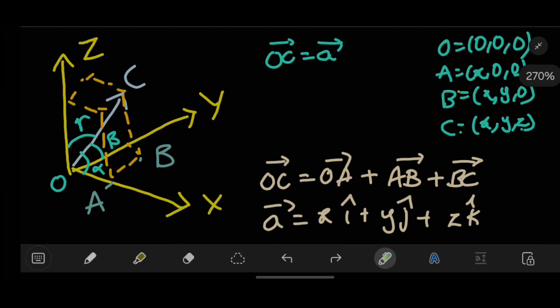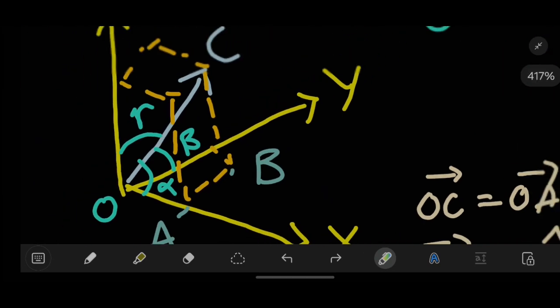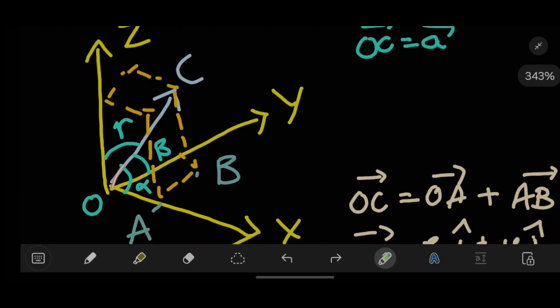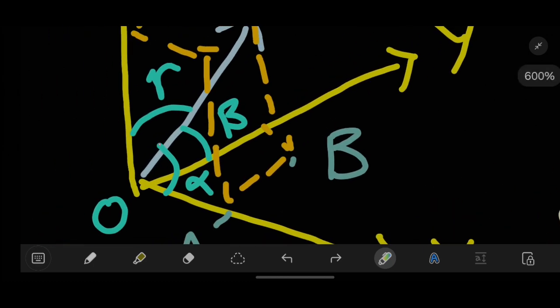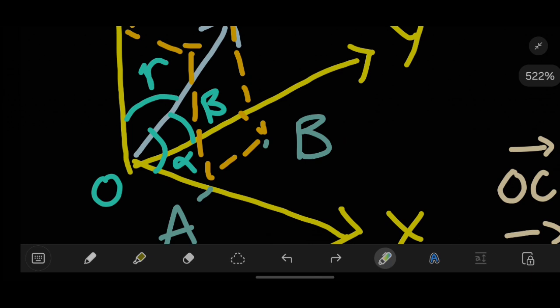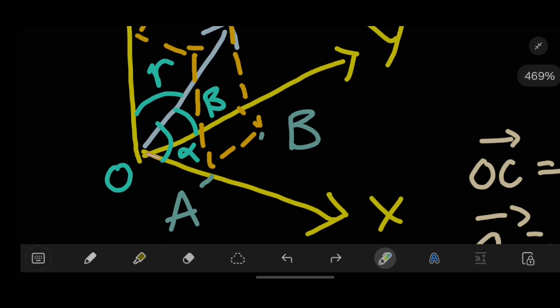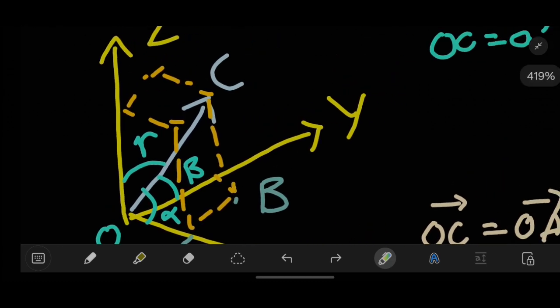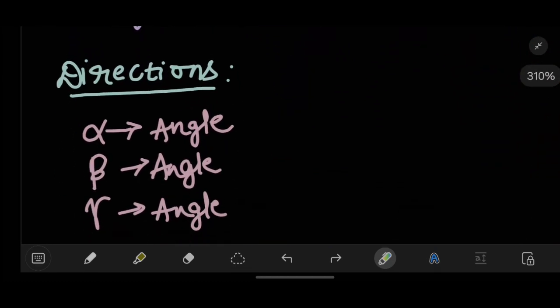See here in this diagram, observe carefully. See, this is the OC vector, that is the A vector. Here, see here carefully. This is alpha. Alpha is the angle made by the A vector and the x-axis. Beta is the angle made by the A vector and the y-axis. Gamma is the angle made by the A vector and the z-axis. Okay, now these things you should understand.